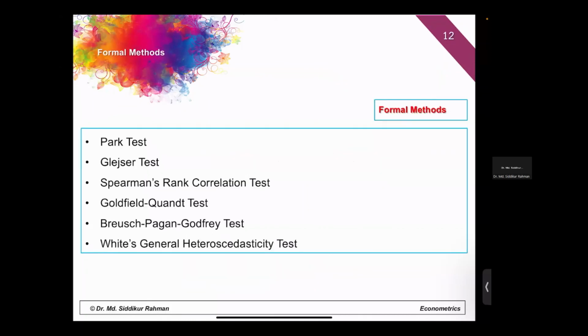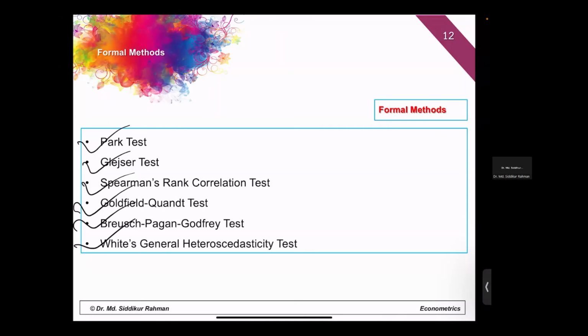Clear? So now it's time for the formal test. There are many statistical tests you can use for detecting the heteroskedasticity problem in your data. What are those tests? Number 1 is the Park test. Number 2 is the Glejser test. Number 3 is the Spearman rank correlation test, then the Goldfeld-Quandt test, the Breusch-Pagan-Godfrey test, and White's general heteroskedasticity test. These are the formal methods by which you can detect the heteroskedasticity problem in your data sets, right?